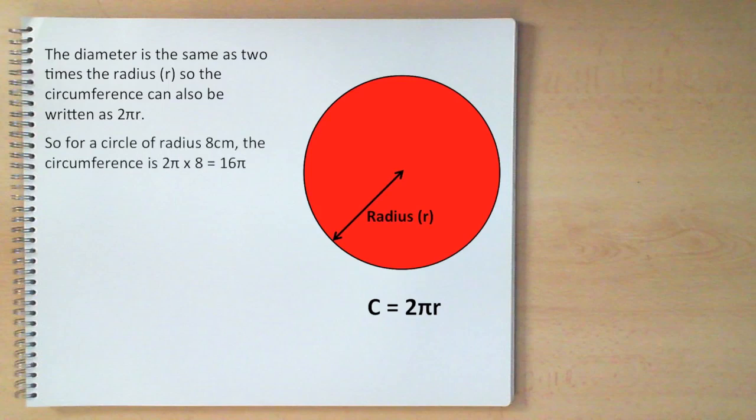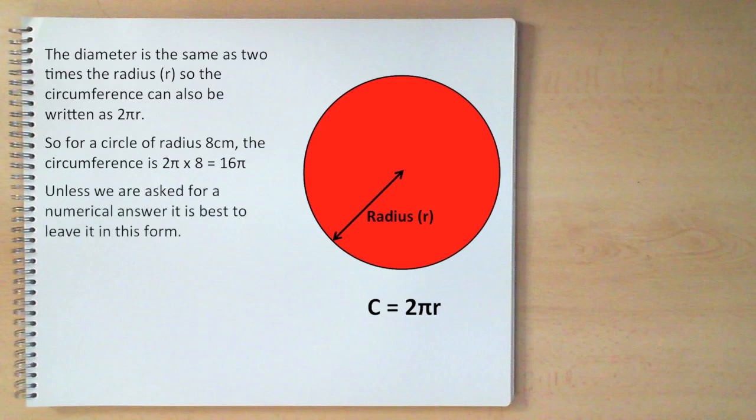So a very quick example here. If we've got a circle of radius 8 centimeters, the circumference is 2 times pi times 8, or 16 pi. Unless we are asked for a numerical answer, it's always best to leave the answer in this form with pi in it. It's the most accurate way of representing the answer. That's the perimeter of the circle.